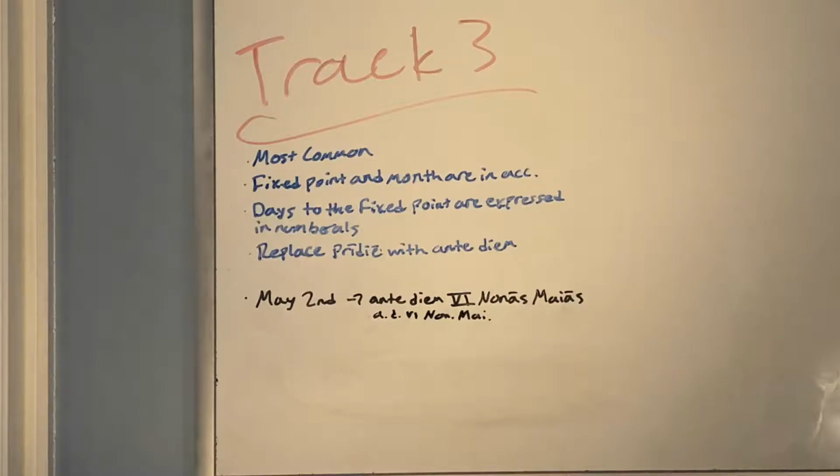Let's start with our first example. May 2nd would be rendered into Latin as ante diem vi nonas maias. Here the first thing that we do is we put our ante diem in. We start with the day before. Then we move into our Roman numerals. Then we move into our fixed point, then our month, which agrees with our fixed point in gender, number, and case, which is feminine, plural, and accusative. At the bottom there, you see the abbreviation for ante diem, and you see AD.